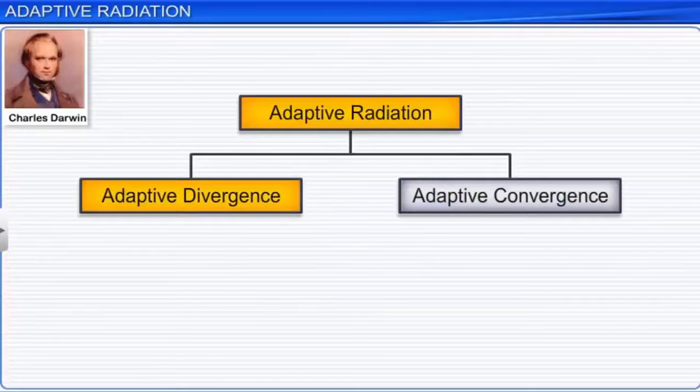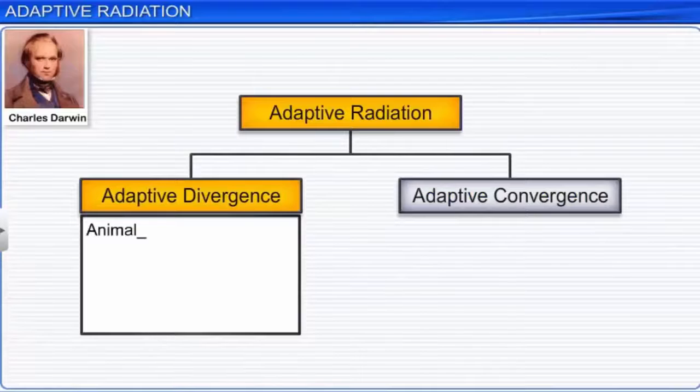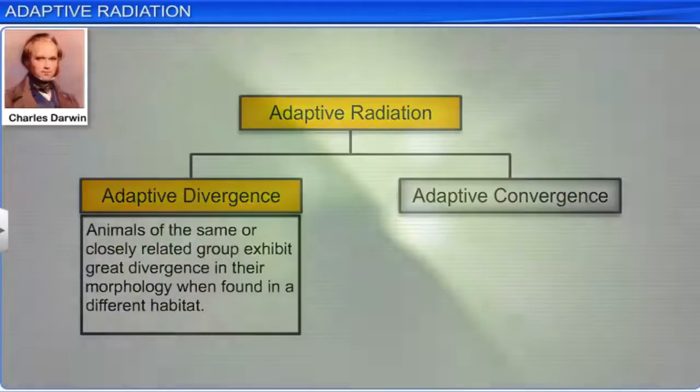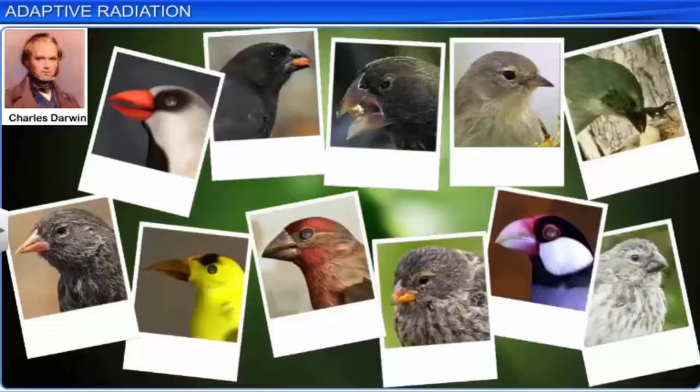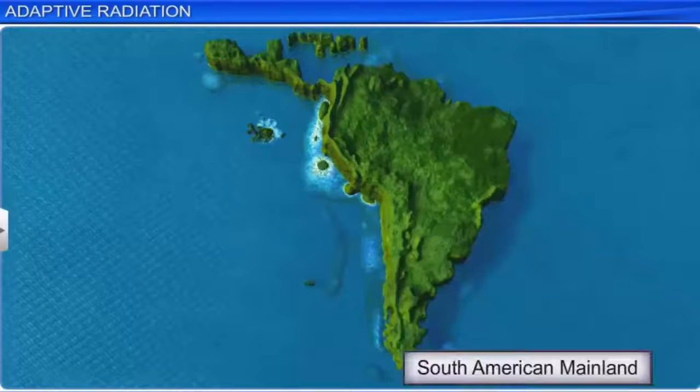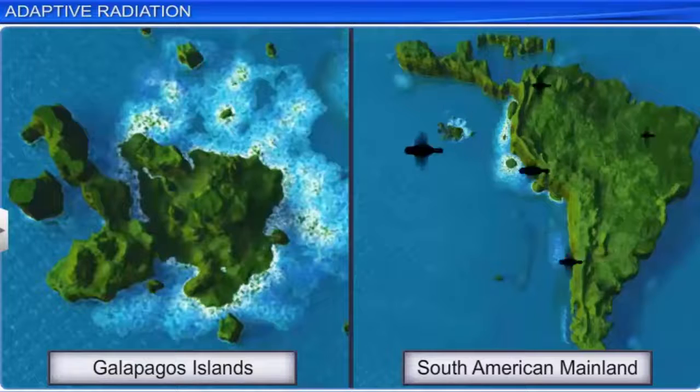In adaptive divergence, animals of the same or closely related group exhibit great divergence in their morphology when found in a different habitat. For example, the finches of the Galapagos Islands. These finches had originally come from the South American mainland to the Galapagos Islands.